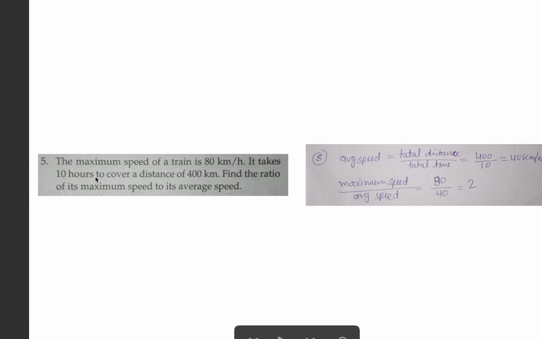In the fifth question, the maximum speed of a train is 80 km per hour. It takes 10 hours to cover a distance of 400 km. Find the ratio of maximum speed to the average speed. First we will calculate the average speed. Average speed is equal to total distance by total time. Total distance covered is 400 km and total time is 10 hours. So 40 km per hour is the average speed.